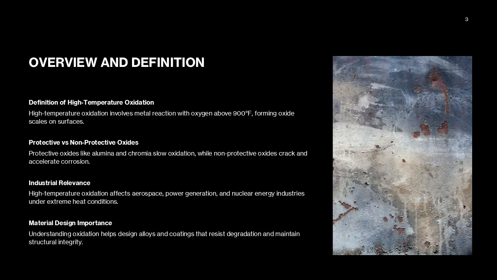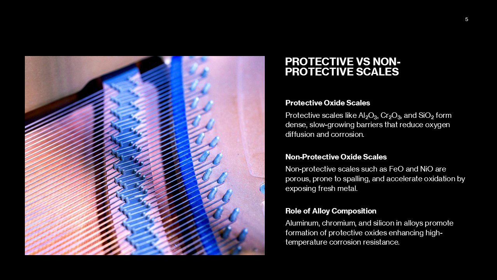structural integrity. Key aspects of high-temperature oxidation: protective versus non-protective scales. The nature of oxide scales formed during high-temperature oxidation determines whether the process is controlled or catastrophic. Protective scales, such as Al2O3, Cr2O3, and SiO2, create a dense barrier that limits oxygen diffusion and slows corrosion. These oxides grow slowly and adhere well to the substrate, making them ideal for high-performance applications.